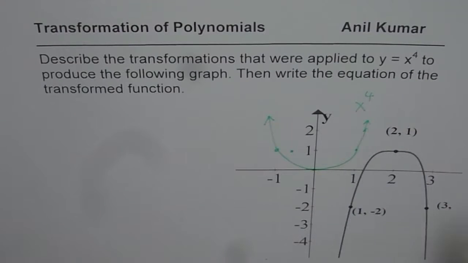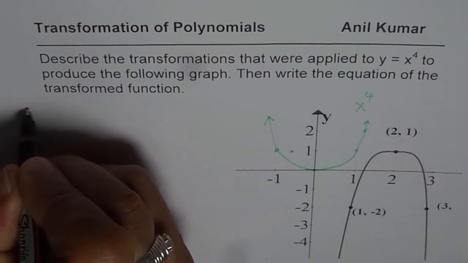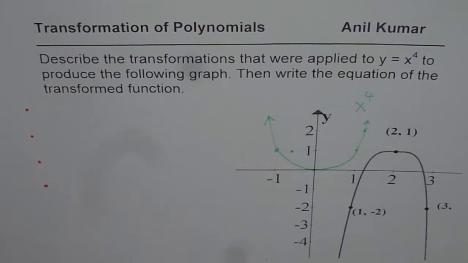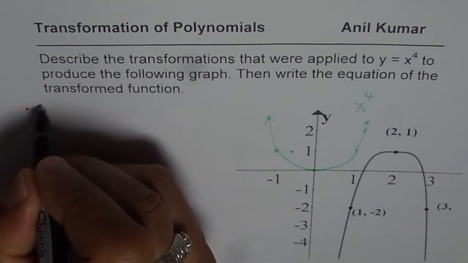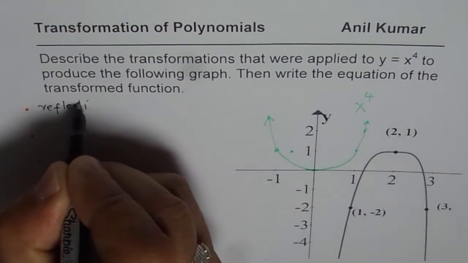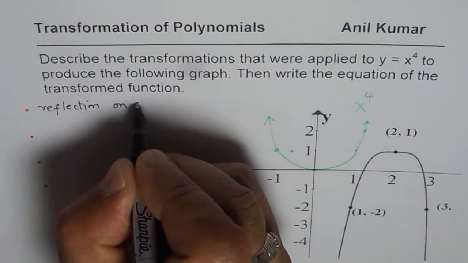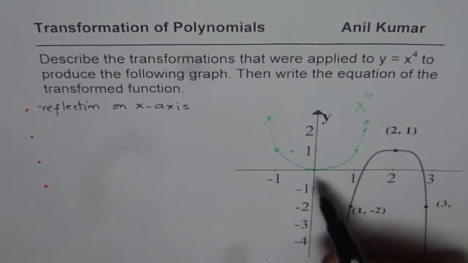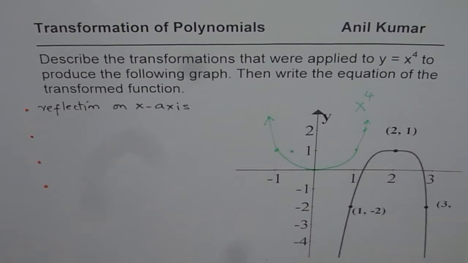That is the question. So clearly, what do you notice? We can begin with stretches, reflections, and then translations. What you notice here is, first, it is opening downwards, and therefore there is a reflection on the x-axis. It is reflected upside down. So reflection on x-axis. You also note that the right side now is down, not up.